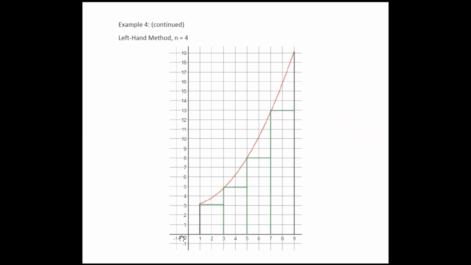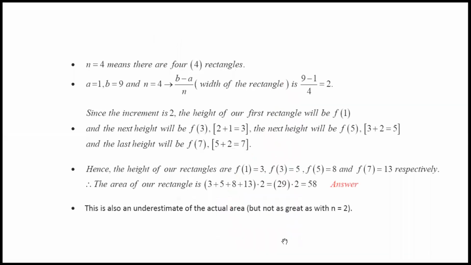I start at 1. So the height of the first rectangle is 3, and its width is 2. I go over 2 units to 3. The height of this rectangle is 5, and its width is 2. I go over 2 more from 3 to 5. The height of its rectangle is 8, and its width is 2. And then I go 2 more over to 7, and the height of that rectangle is 13, times its width is 2. So that's what I have here.